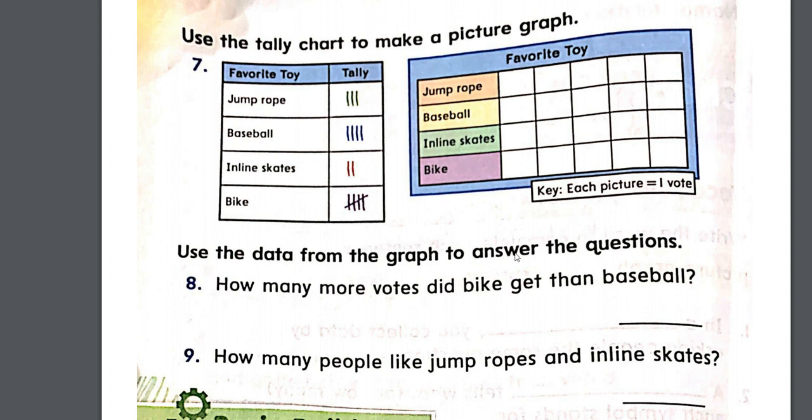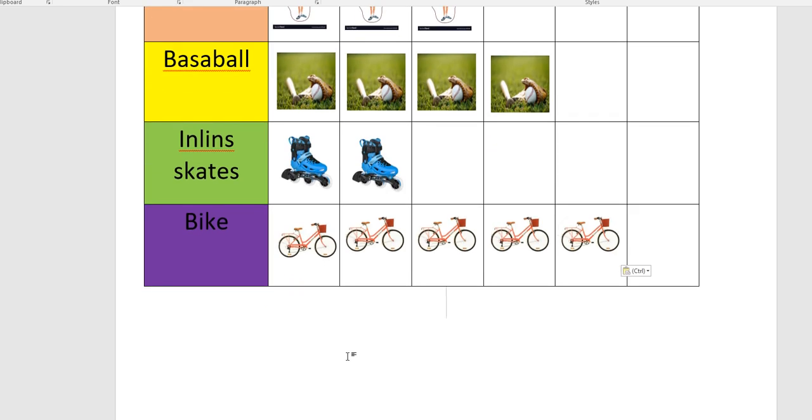Now use the data from the graph to answer the questions. How many more votes did bike get than baseball? Let's see the bike, how many votes for the bike first? 5. And the baseball, how many? 4. So how many votes did the bike get more than the baseball? Here 4 and here 5. So what's the difference? Do you remember what we took in math in term 2? The difference, how do we get the difference? Do you remember? We do it by subtraction. So you do 5 minus 4 equals, you write your answer. Okay, this is the difference. You subtract.